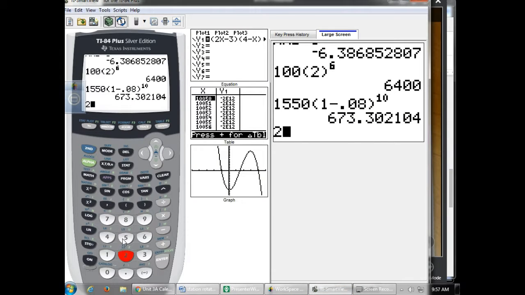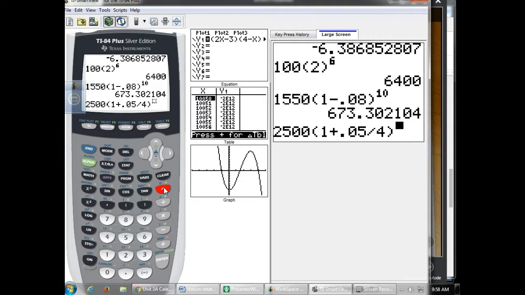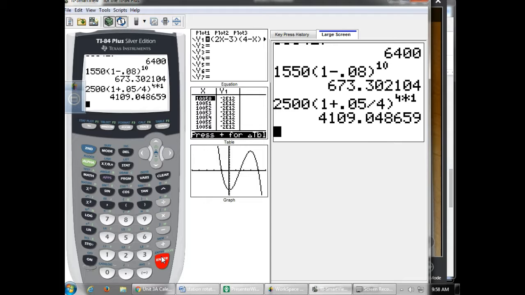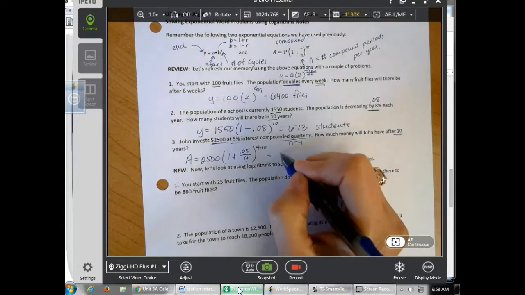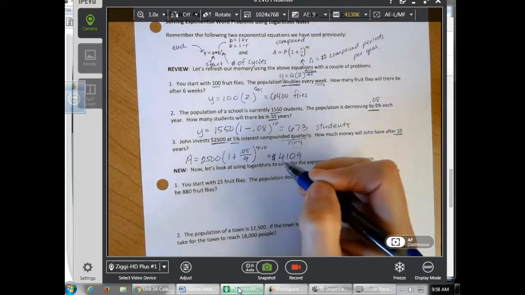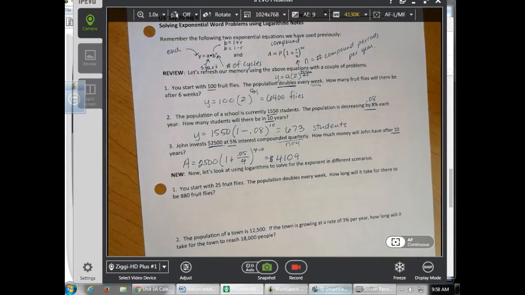So I have 2,500. I have 1 plus 0.05 divided by 4, and then all that is going to be raised to the 4 times 10. I know that's 40, but I'm just showing you what it would look like. And then press enter, and you get 4,109. So 4,109. All right, so that's kind of what we've done in the past.